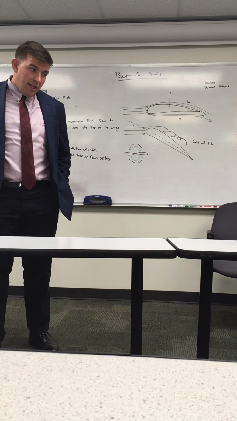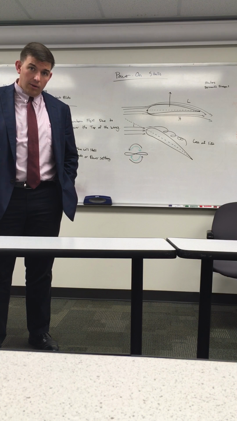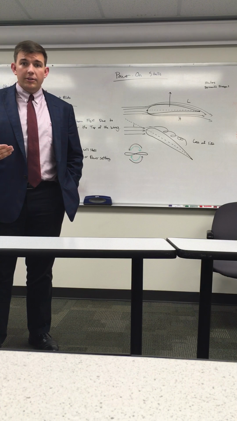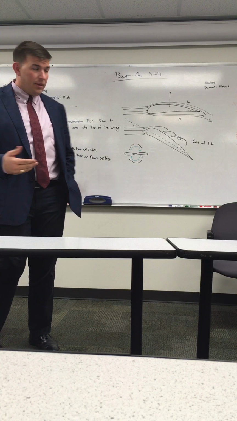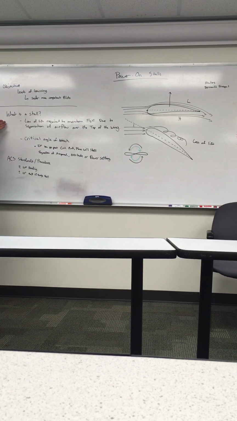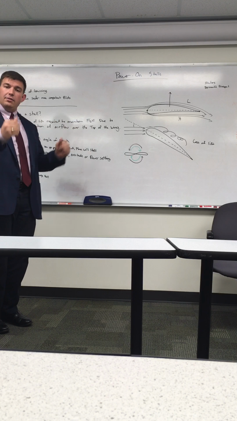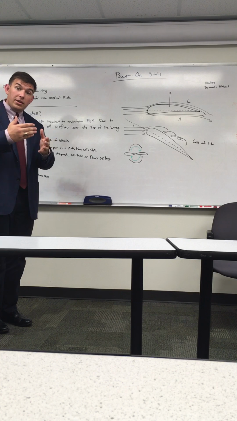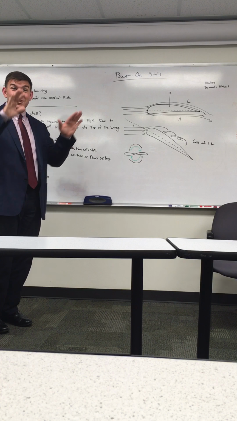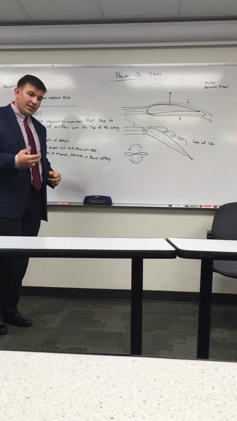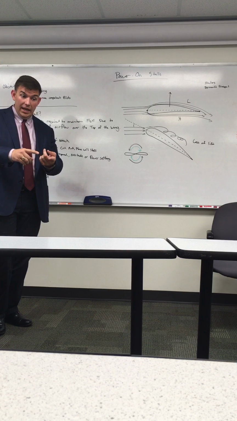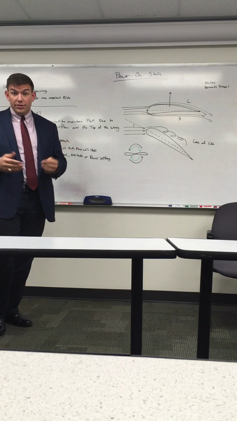Today, since we're going to be talking about power on stalls, I will first establish what a stall is. I wrote it out on the board here. A stall is loss of lift that is required to maintain flight due to separation of the airflow over the top part of the wing. With that loss of lift, the plane can no longer maintain flight. So stalling can be very dangerous, because when the plane is in a stalled condition, it will fall. This can happen at any airspeed, in any attitude, and any power setting.